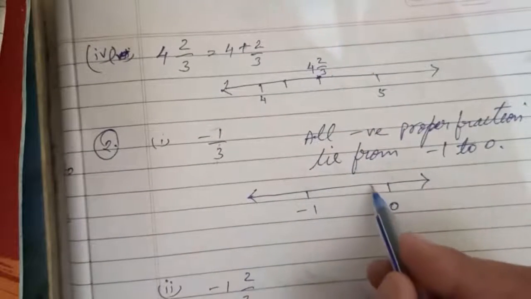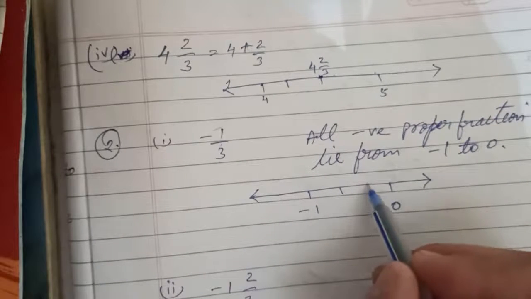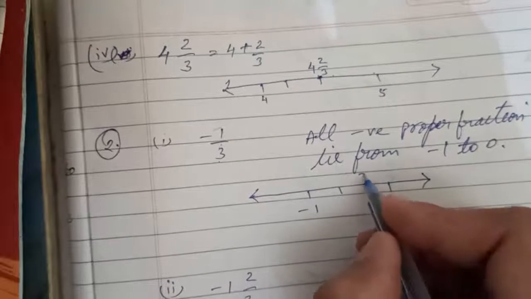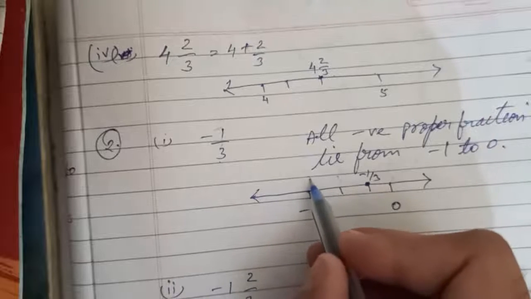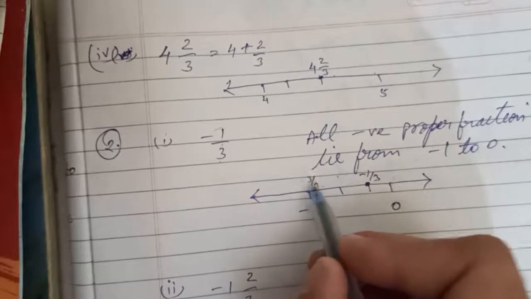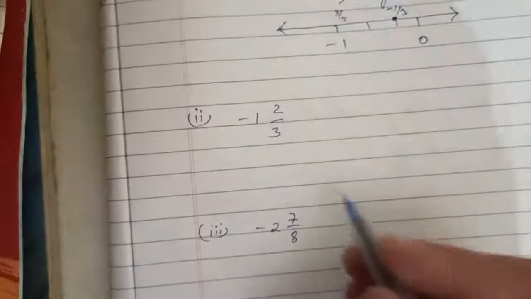Now break into 3 parts. 1, 2, third. They are talking about the first part, so mark here. This is minus 1 by 3. This is minus 2 by 3. This is minus 3 by 3. 3 by 3 cancelled, minus 1 left. Okay, let's do some more. It will be more clear to you.